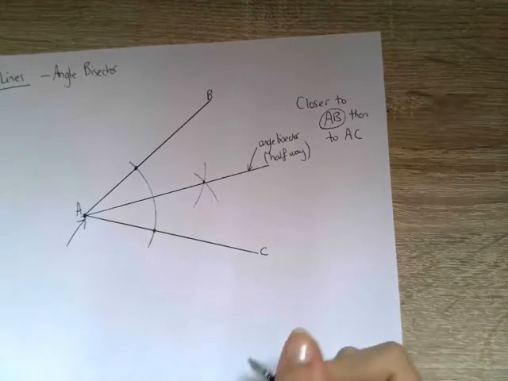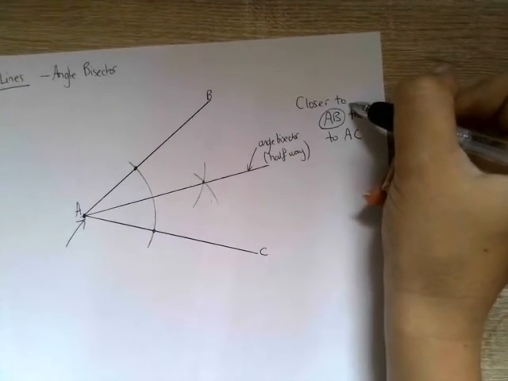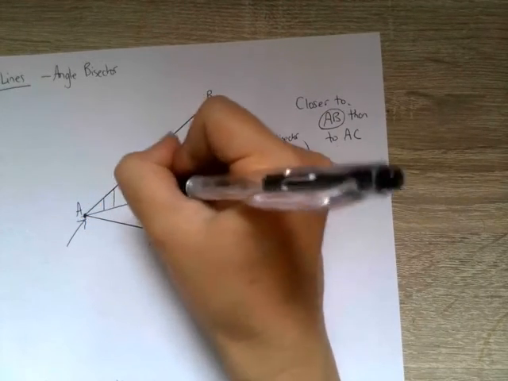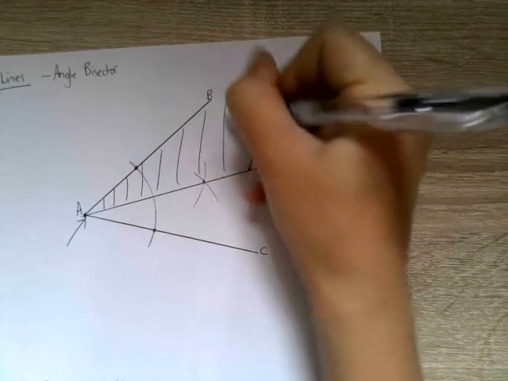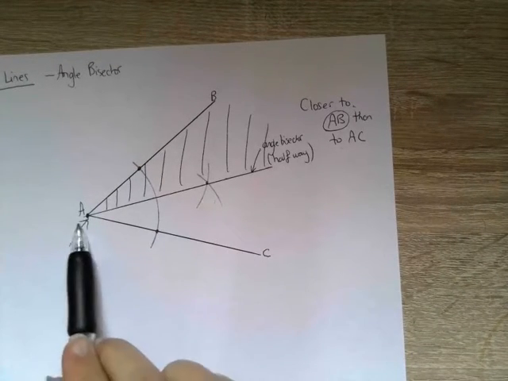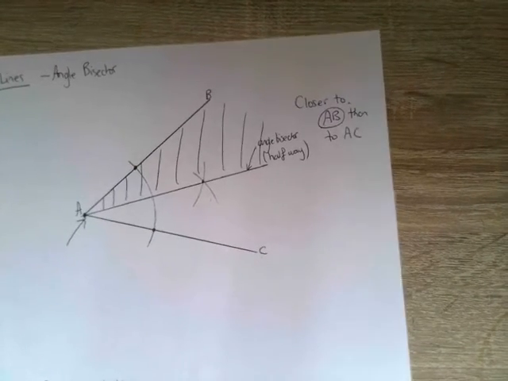So if this is halfway and we want the points that are closer to AB, it's going to be anything this side of the line that's closer to AB, and likewise anything down here would be closer to AC.